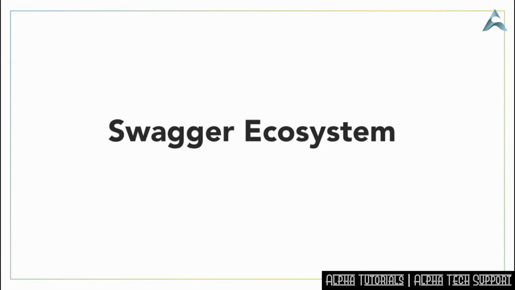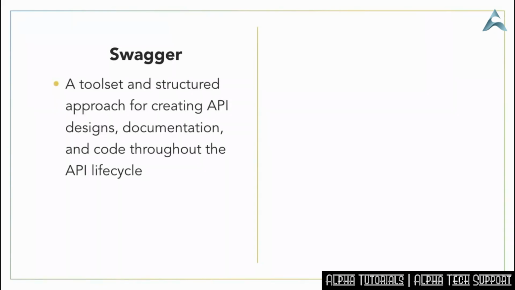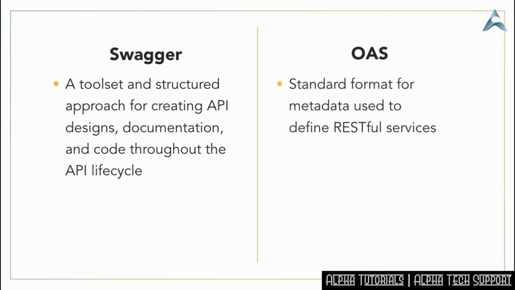To kick things off, we'll discuss the overarching concepts that build the Swagger platform's foundation. To effectively use Swagger, you must understand the high-level difference between Swagger and the OpenAPI specification. It's a little confusing, and developers often have trouble understanding the difference. Swagger is a toolset and structured approach that helps us design, document, and generate code for RESTful APIs. The OpenAPI Specification provides a standard format for creating metadata that defines RESTful web services.